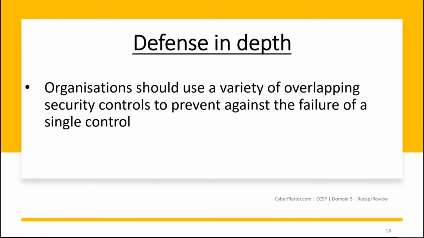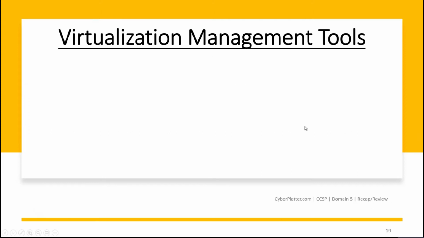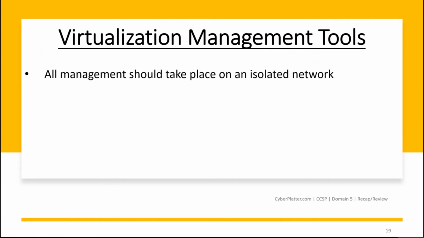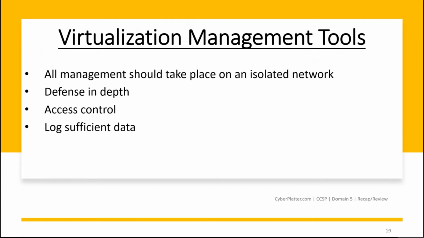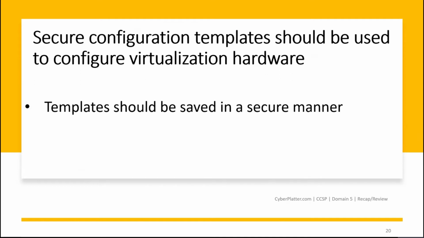Defense in depth: organizations should use a variety of overlapping security controls to protect against the failure of a single control. When designing overlapping controls, strive for diversity of vendors and control types. Virtualization management tools: all management should take place on an isolated network. Defense in depth, access control, log sufficient data, auditing and monitoring, maintenance. Secure configuration templates should be used to configure virtualization hardware. Templates should be saved in a secure manner.